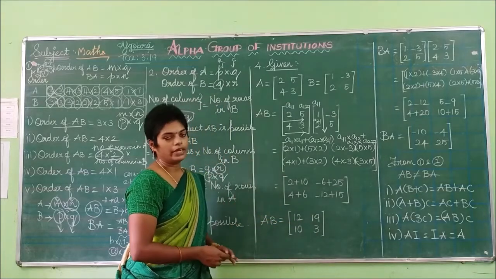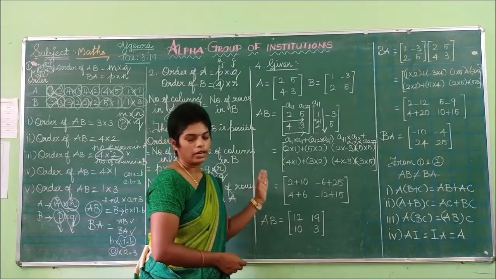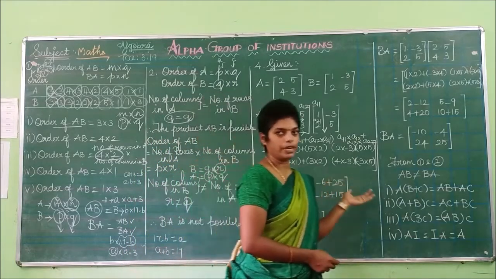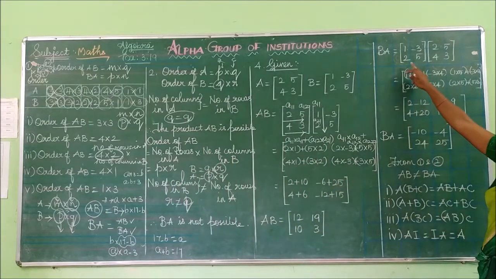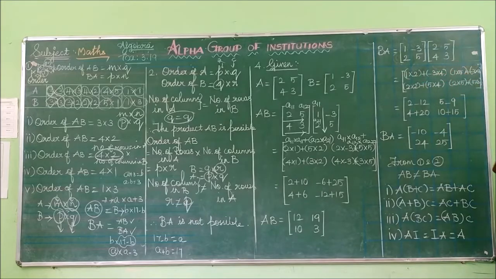Next, move on to the BA. AB we have found out. We have to move on to the next part, which is BA. So take the B matrix and the A matrix. Here the B matrix is 1, minus 3, 2, 5, and A is 2, 5, 4, 3.